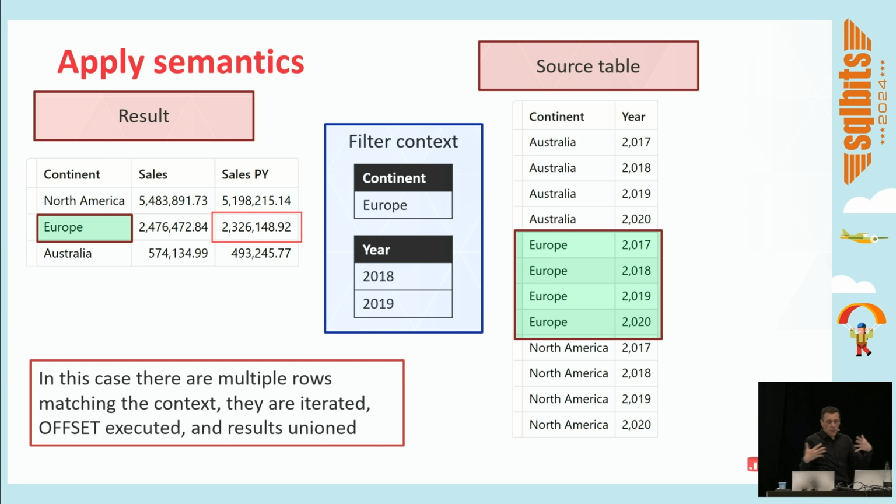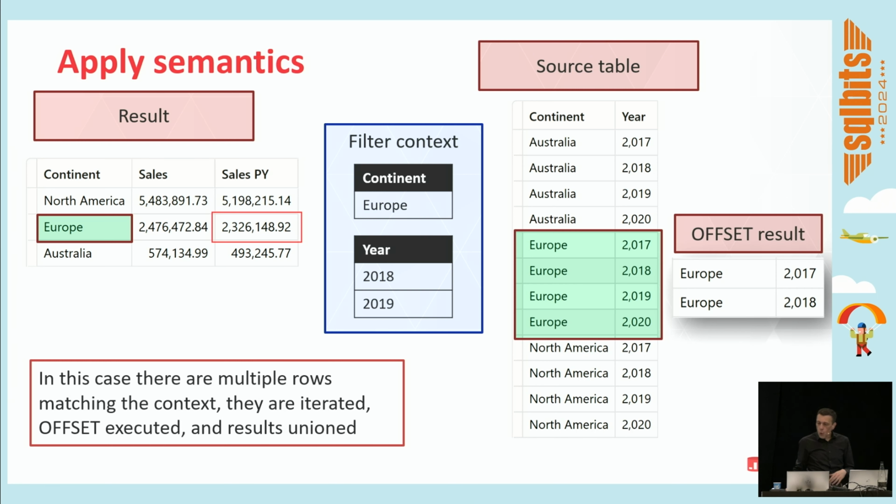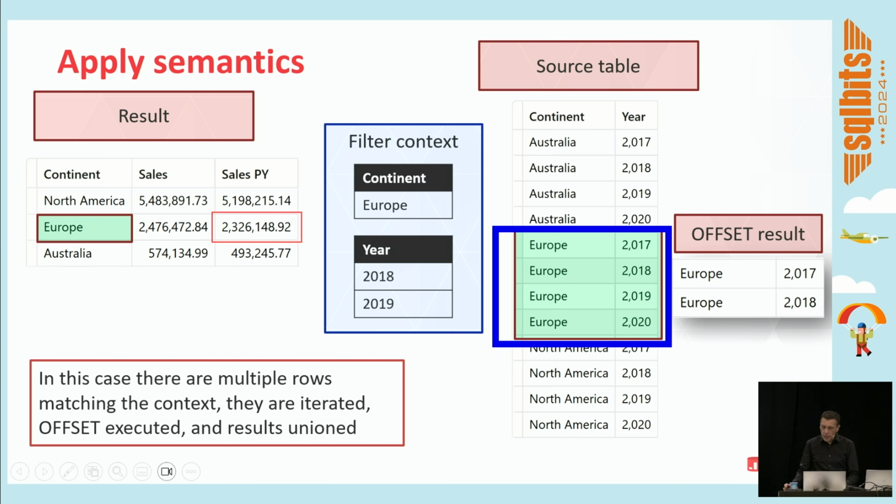Now, because of the apply semantics we defined before, how do we match the source table with the current evaluation context? Well, if you look at the result of offset, if we display the result of offset, offset will return 2017 and 2018. Why? Because offset says, for the values we have in here, for each value, I get -1 within the current window, within the current partition, the current group.